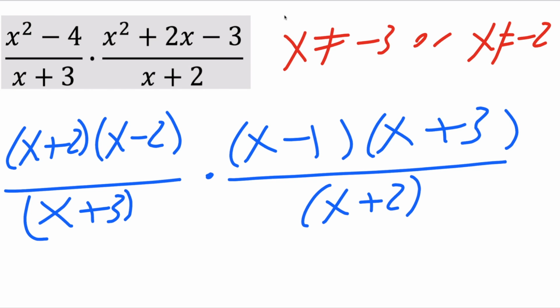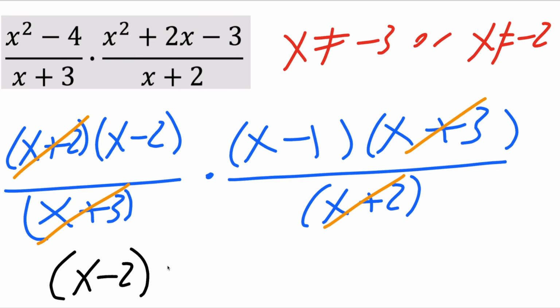At this point, if you want, you could divide out common factors. So here is an x plus 3. We can cancel it with this piece. And this is an x plus 2. We can cancel it with this piece. Now our next step is to clean it up a little bit. So we eliminated a denominator. Now we just have numerators. So we have x minus 2 times x minus 1.